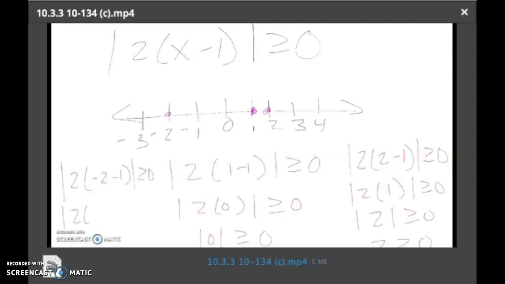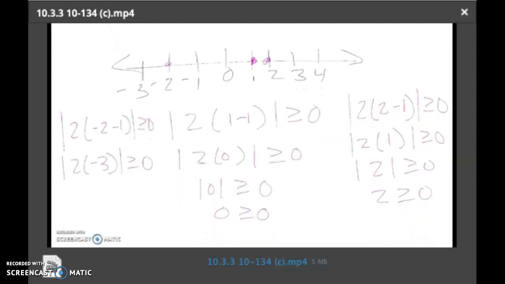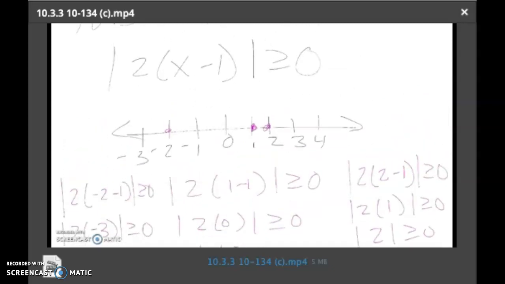So I get that this is a -3. 2 times -3 gives me -6. The absolute value of -6 is +6, so I get that 6 is greater than or equal to 0. So that is true. So for this solution, we have any value for x is going to work. So our answer would be all real numbers.